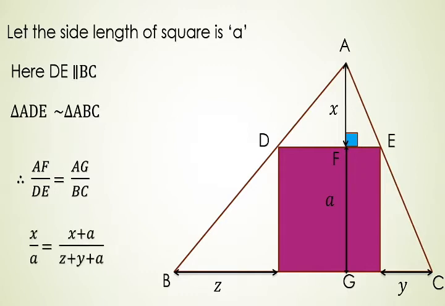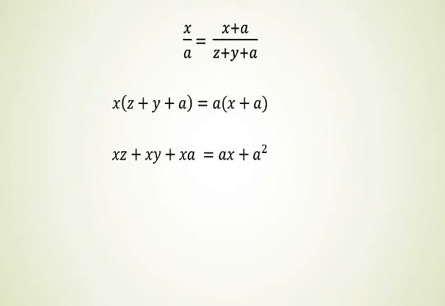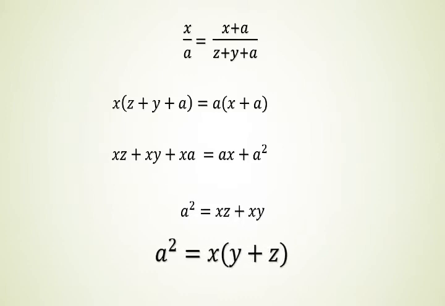Now substituting the measurements in place of AF, DE, AG and BC, we get this expression over here. (x + a) upon a is equal to (x + a) upon (z + y + a). On further solving and simplifying, we get our area a squared is equal to x multiplied by (y + z), and that's our solution.